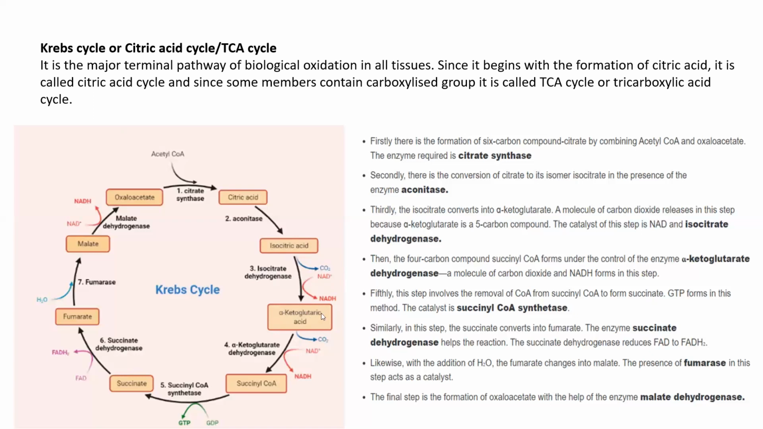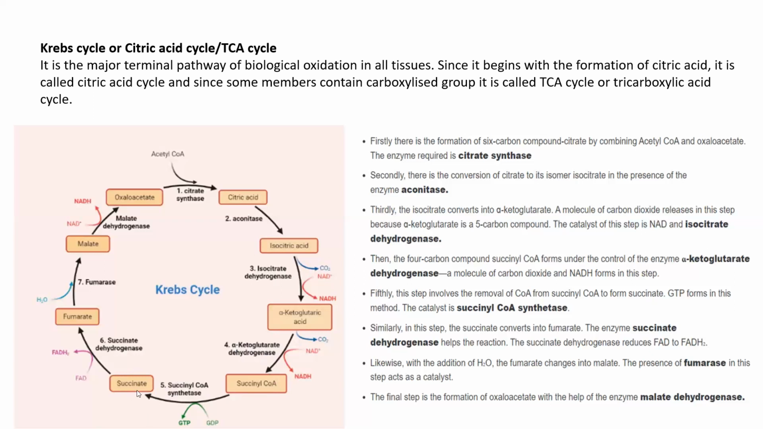Now, this alpha-ketoglutaric acid, by the release of one carbon dioxide and using NAD to NADH, is converted to form succinyl-CoA in the presence of the enzyme alpha-ketoglutarate dehydrogenase. Now this succinyl-CoA removes the CoA and forms succinate in the presence of the enzyme succinyl-CoA synthase. So in this process, GDP is converted to GTP.